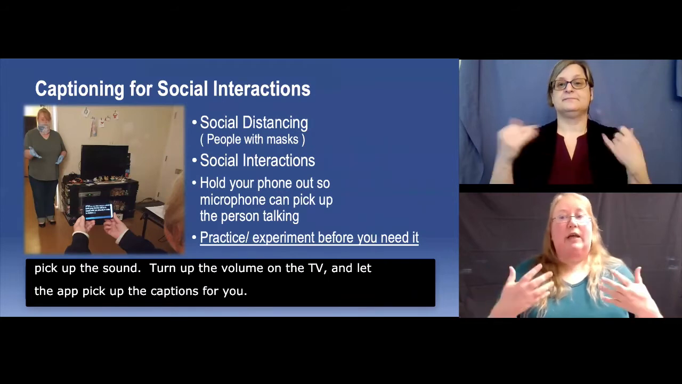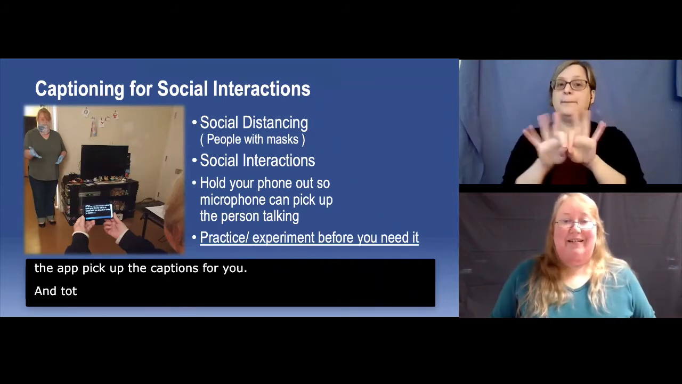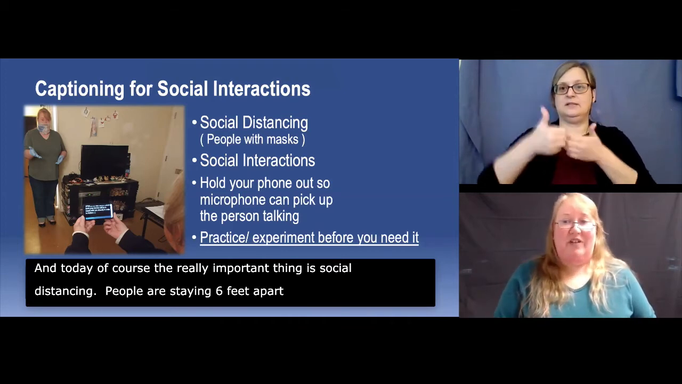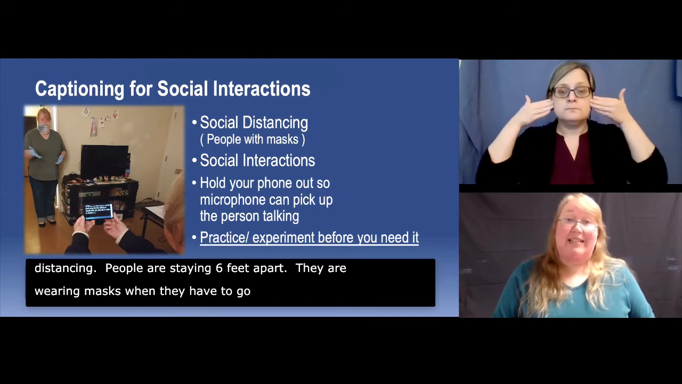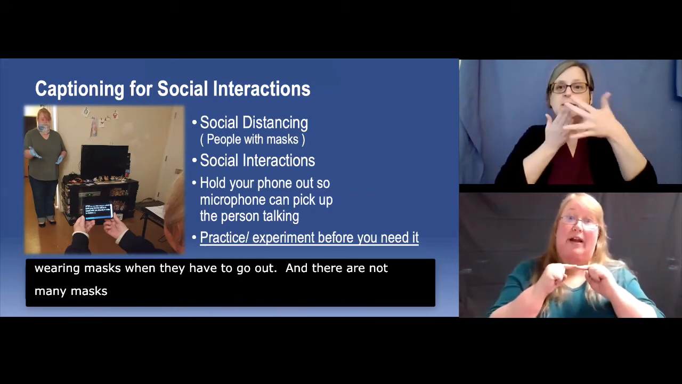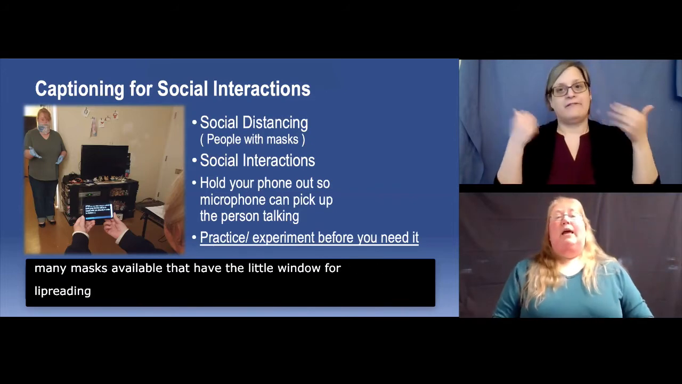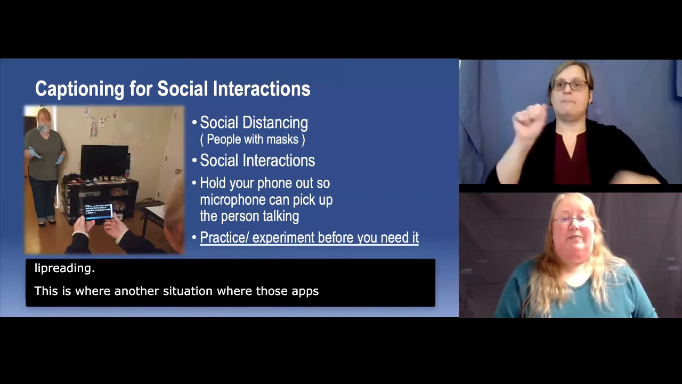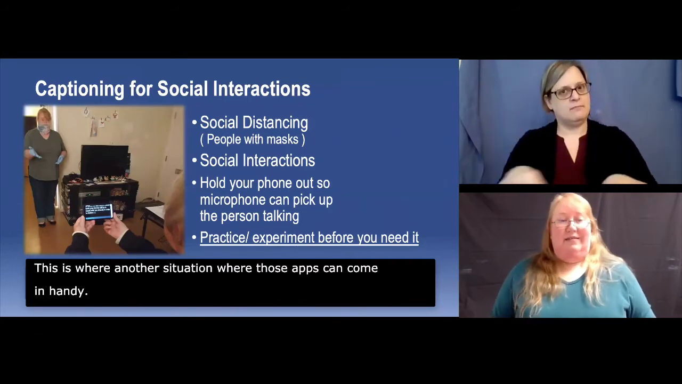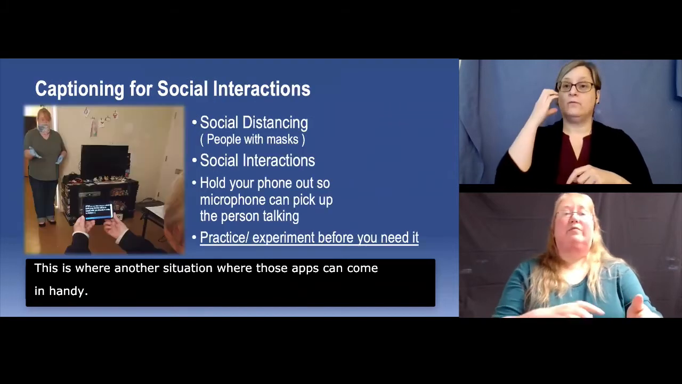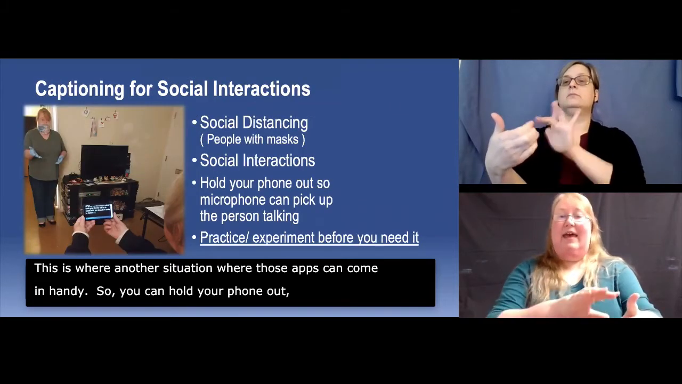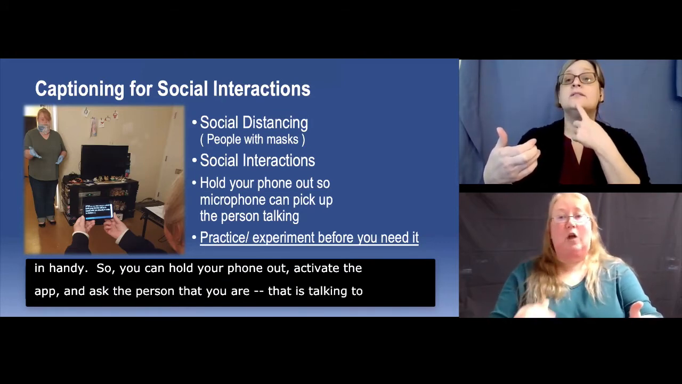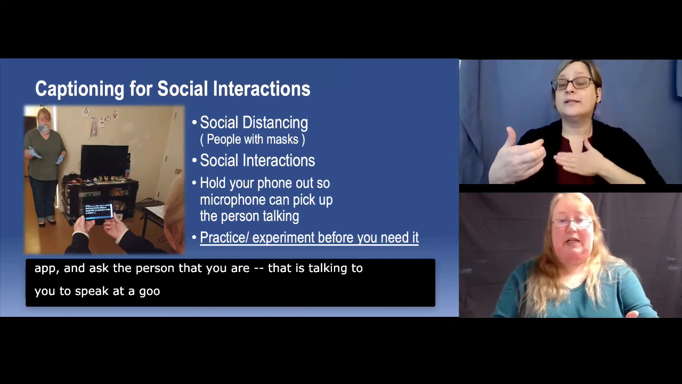And today, of course, the really important thing is social distancing. People are staying 6 feet apart. They're wearing masks when they have to go out. And there are not many masks available that have the little window for lip reading. This is where another situation where those apps can come in handy. So you can hold your phone out, activate the app, and ask the person that is talking to you to speak at a good slow pace and speak clearly.